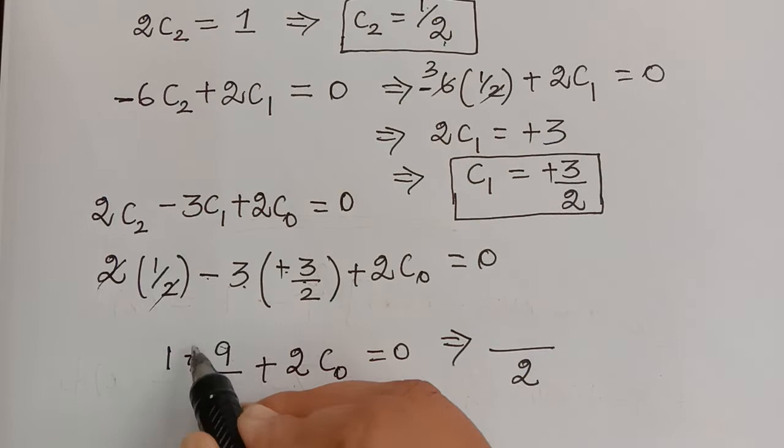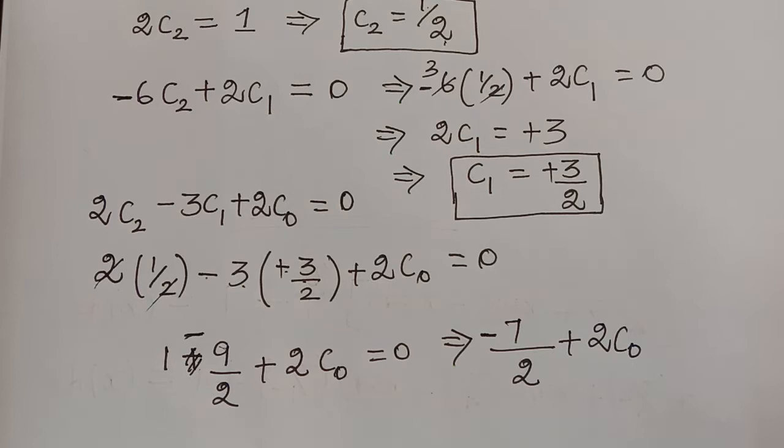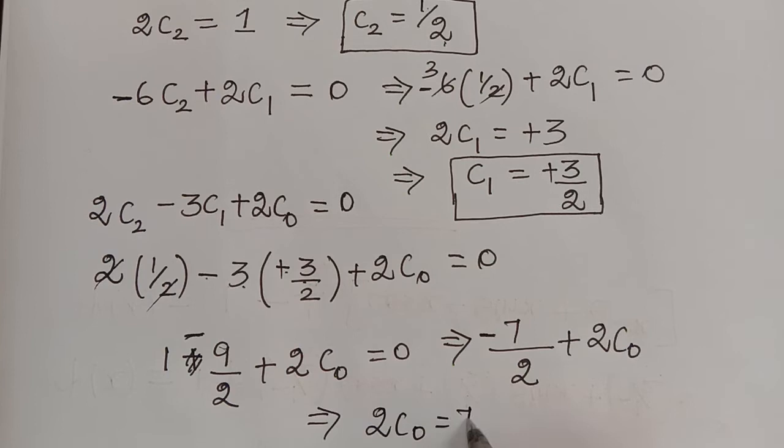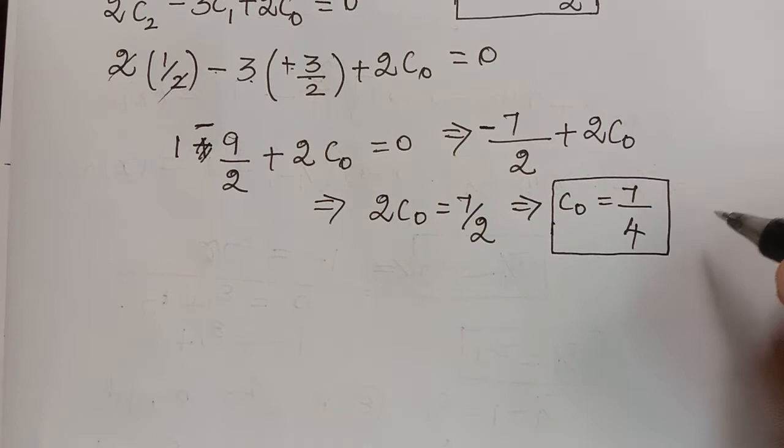And so now we have to simplify this. So this will be negative 7 by 2 plus 2c0. Kindly make that correction, students. So from that we get 2c0 to be equal to 7 by 2. And so the value of c0 will be equal to 7 by 4. So this is the value of c0. So we have found the value of c0, c1, and the value of c2.